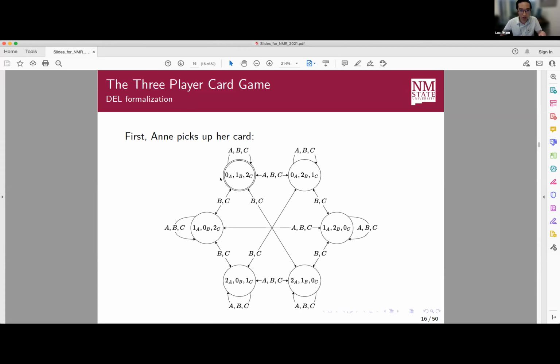I would like to note that the world with the double circle here indicates the real world. Then when Bill picks up his card, Bill knows that his card is 1, so he knows that there are only 2 worlds possible for him. But for Kat, because she hasn't picked a card yet, there are 6 worlds possible for her. Then after Kat picks up the last card, we can see that right now everyone only knows their own card, but they still don't know the whole deal of the world. So each one of them still considers 2 worlds possible.